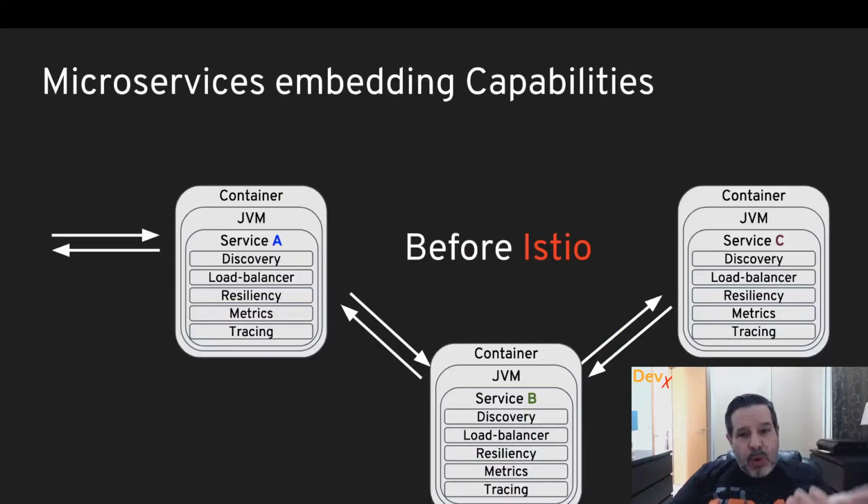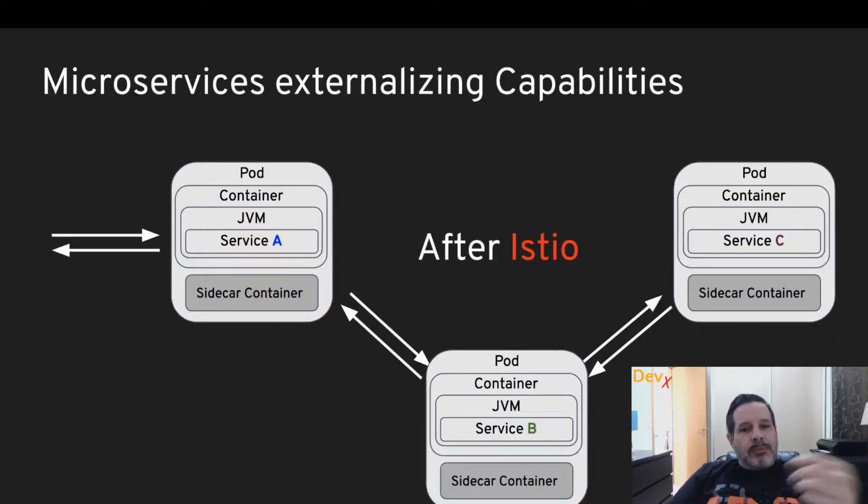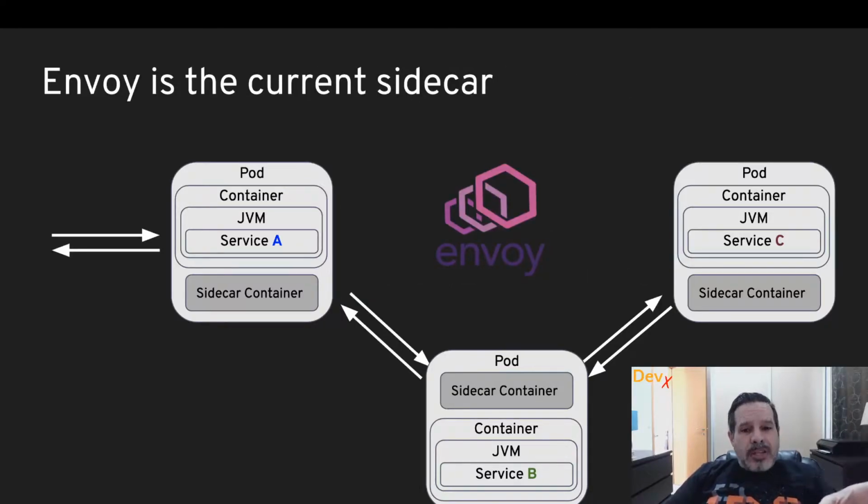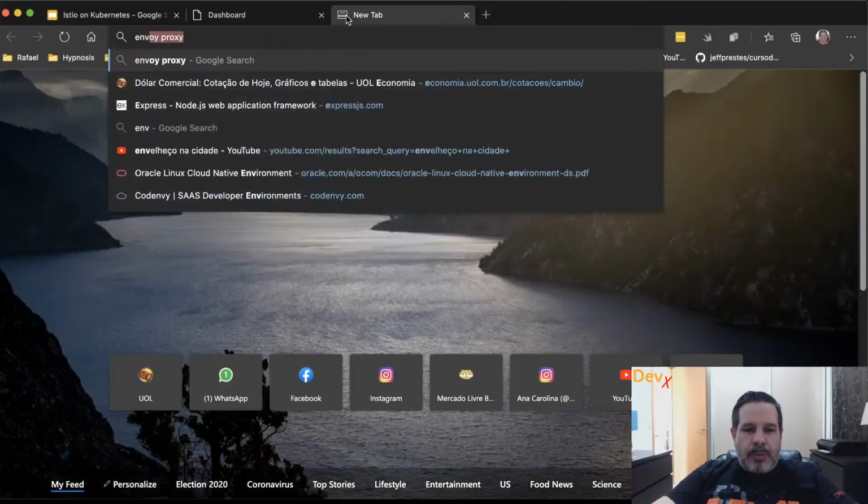Before Istio, you had to implement those things that I mentioned: discovery, load balancing, resilience, metrics, tracing inside your application for each microservice. Now, with Istio, those capabilities are placed inside a sidecar container. This sidecar container intercepts all network traffic, inbound and outbound, and redirects that traffic to a proxy running in the sidecar. The proxy used by Istio is the Envoy proxy. So let me show you the Envoy proxy here.